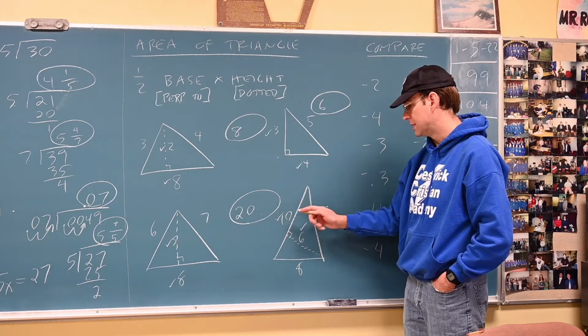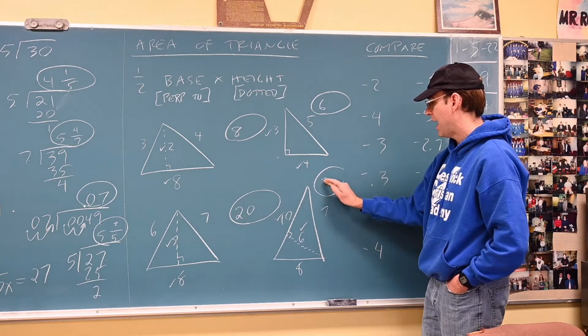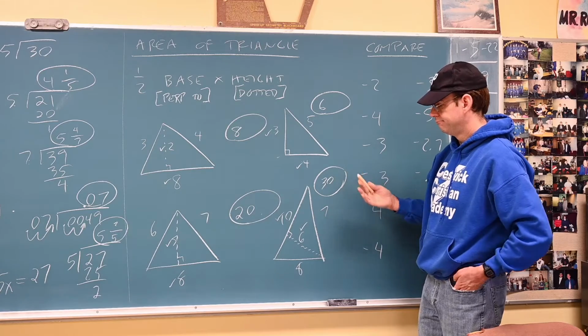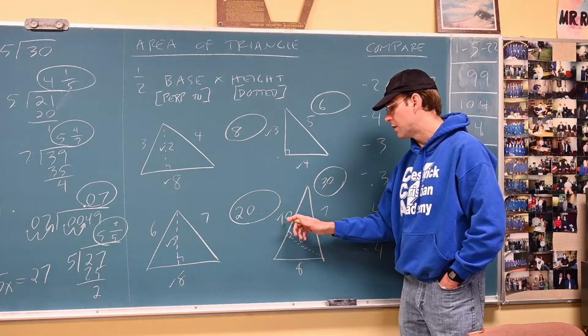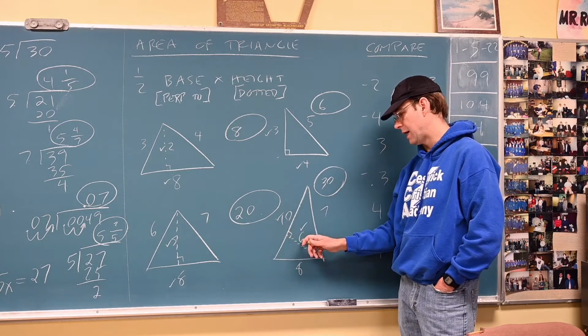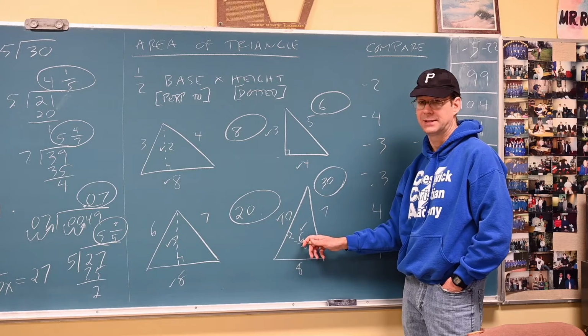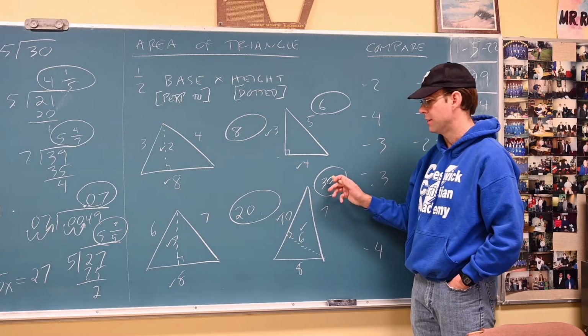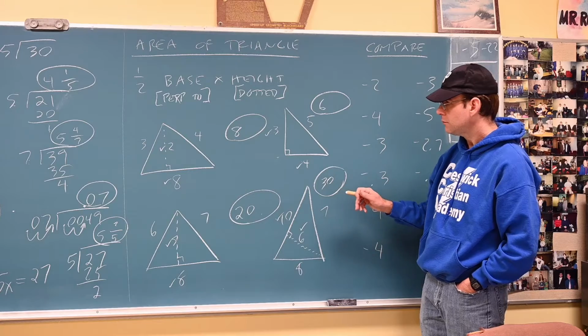6 times 10 would be 60. Half of that is 30. And on we go. Or we could have done half of 10 is 5, times 6 is 30. Or half of 6 is 3, times 10 is 30. All roads lead to 30.